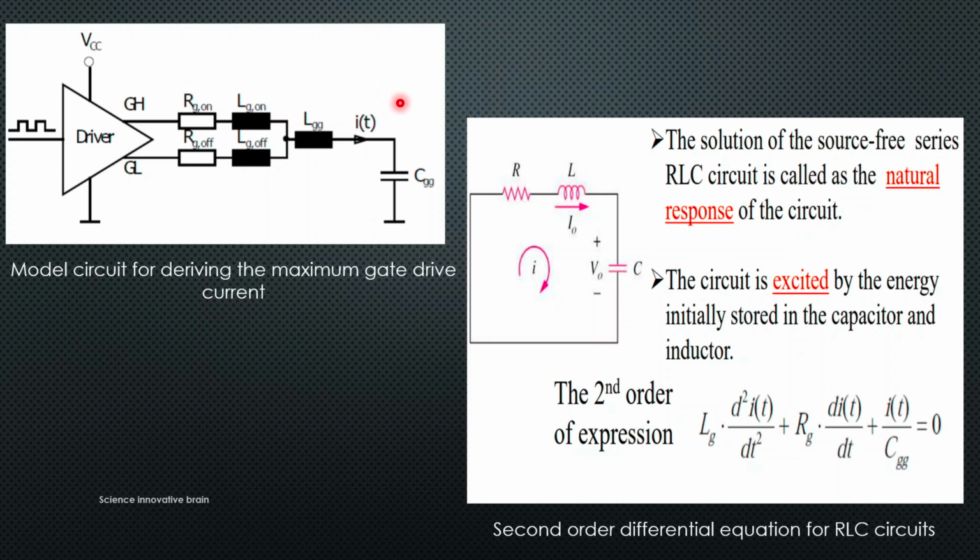If you see the equivalent circuit diagram of this section, this is called an RLC network. If you see the second order expression of this RLC network, you can find this equation. By solving this second order differential equation, we can get the turn on resistance RG value, because this LG we know and CGG we will also know from the data sheet of the IGBT.